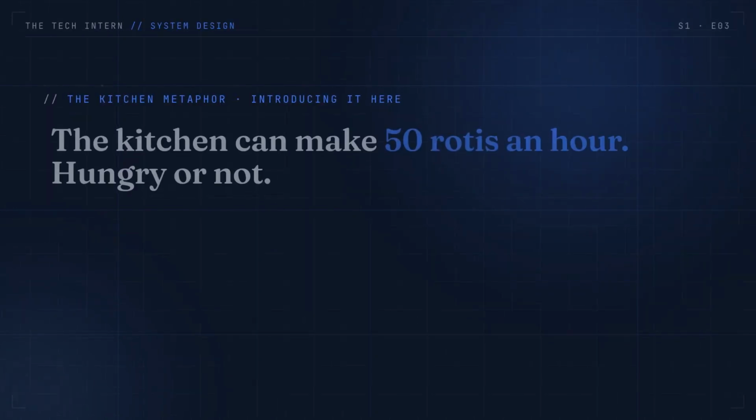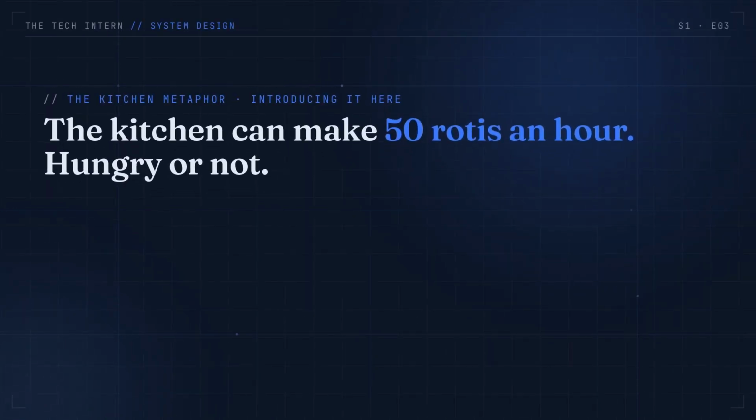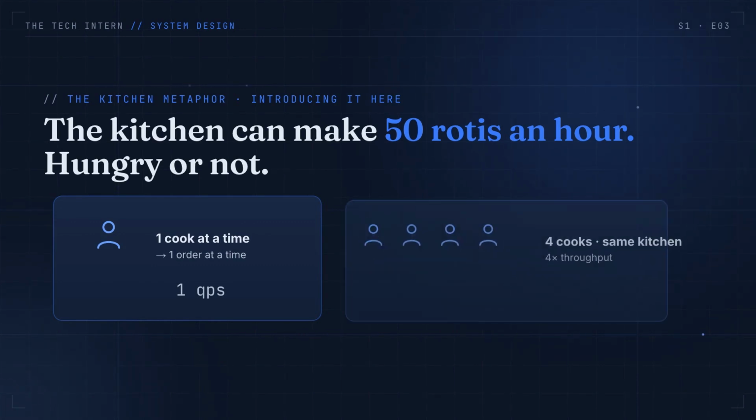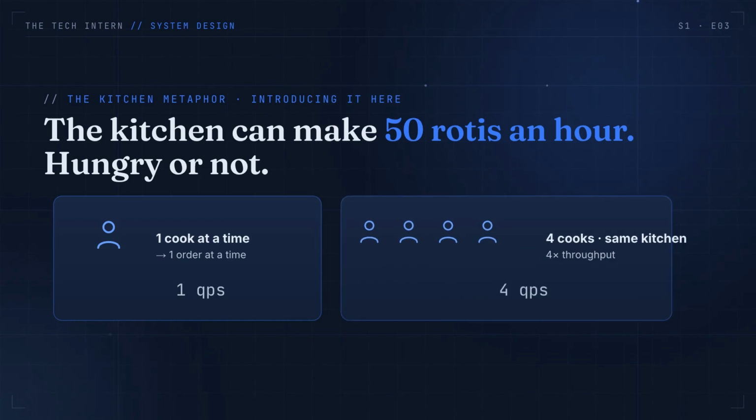Here's the analogy that makes this stick, and we'll keep coming back to it all season. Imagine a kitchen with one cook. That cook can make one dish at a time. One order per minute, let's say. That's your throughput. 1 QPS. Now you hire 4 cooks. Each one still takes the same amount of time per dish. The latency per order hasn't changed. But now you're serving 4 orders simultaneously.